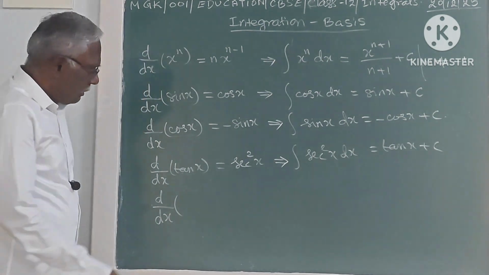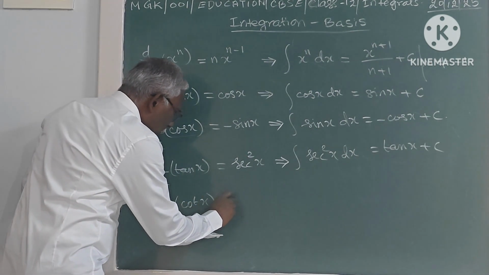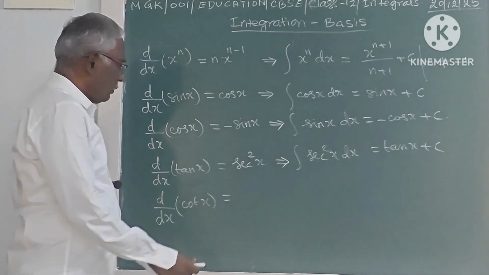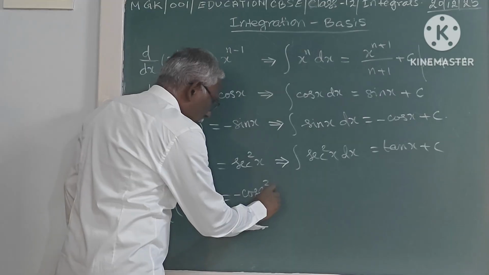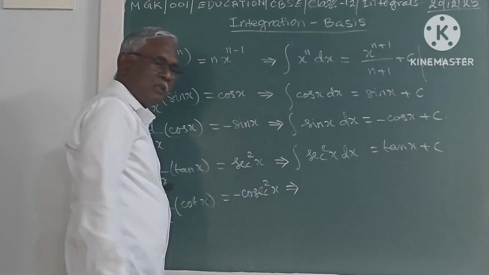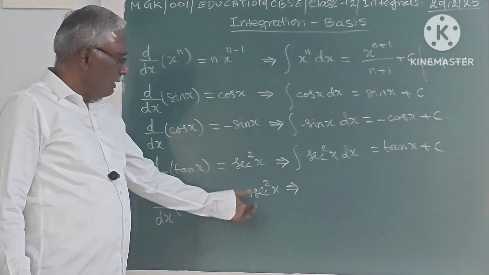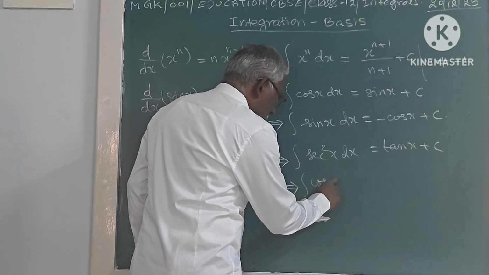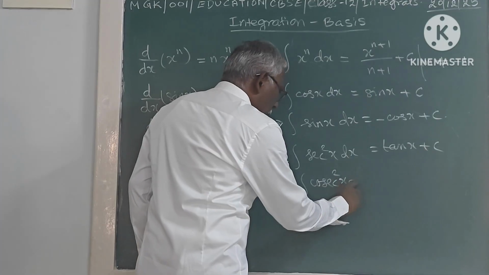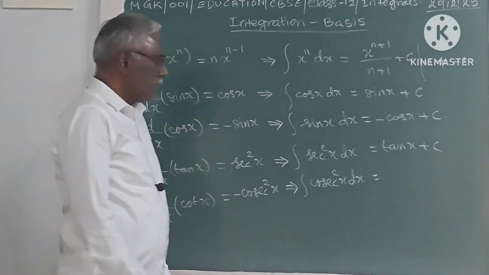So differentiation of cot x gives what? Minus cosecant square x. So this implies if we integrate cosecant square x with respect to x, that is integral cosecant square x dx, is nothing but minus cot x plus constant.